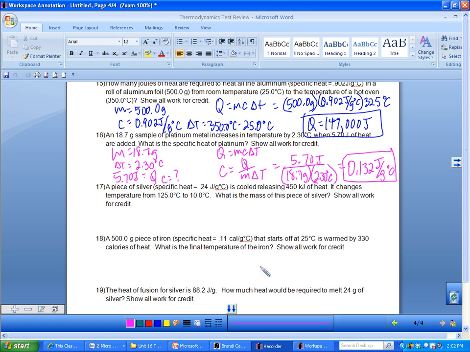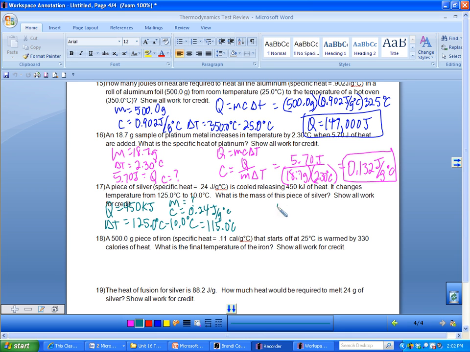Okay. Number 17, a piece of silver is cooled, releasing 450 kilojoules of heat. So Q is 450 kilojoules. And it's going to go from 125 down to 10. So I'm going to change the temperature by 115. I'm looking for the mass. And the specific heat capacity is 0.24 joules per gram degree Celsius.